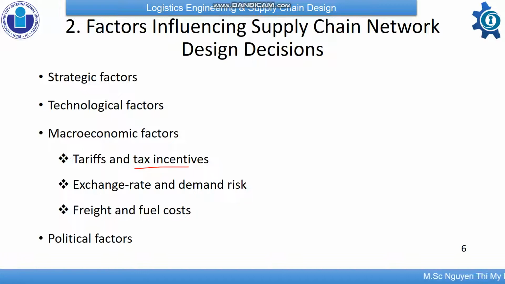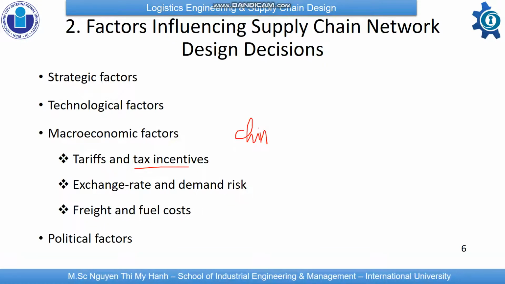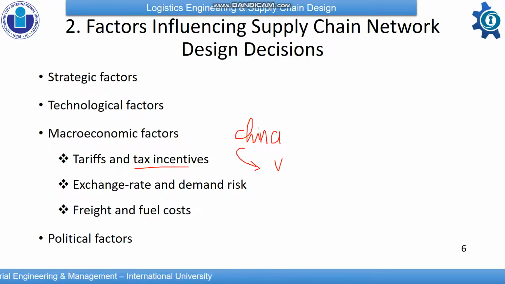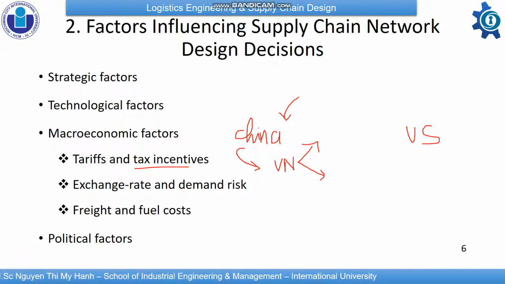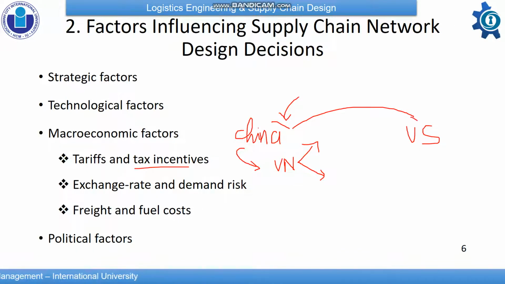So for example, before, companies usually located their manufacturing in China. However, recently they tend to move to Vietnam because of two reasons. First, our target market is the US. So before, the company would put their manufacturer in China, produce there, and export to the US from China.